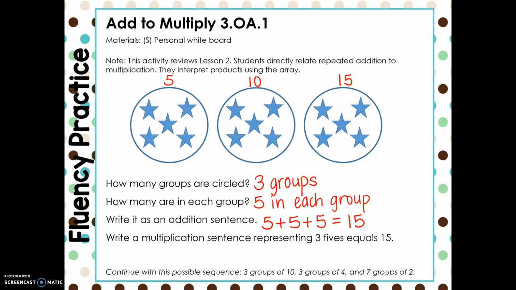Next, it says, write a multiplication sentence representing 3 5s equals 15. So 3 5s is what we have right here in our repeated addition, but now we need to put it in a multiplication problem. So we would have 3 times 5, or 3 groups of 5. Remember that the X, our multiplication symbol, represents groups of. So 3 groups of 5 equals 15.